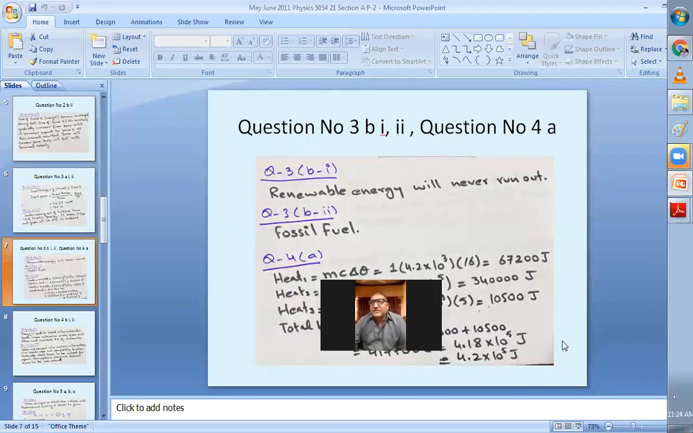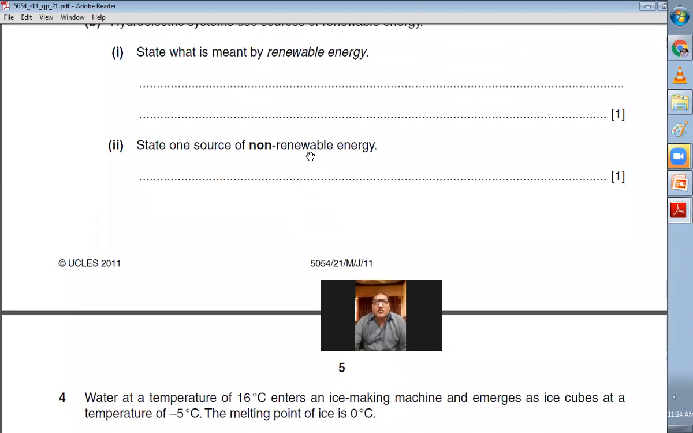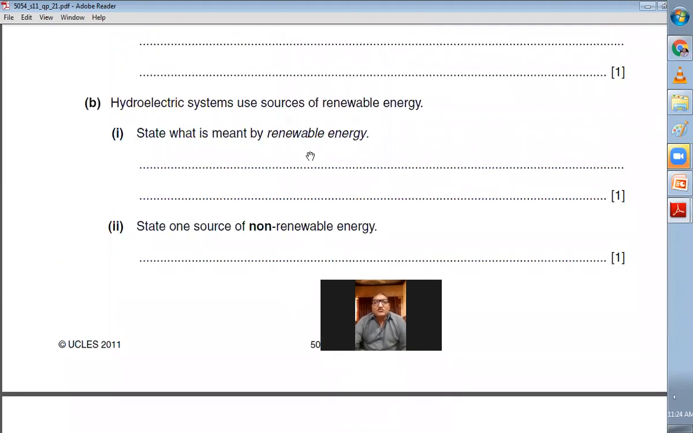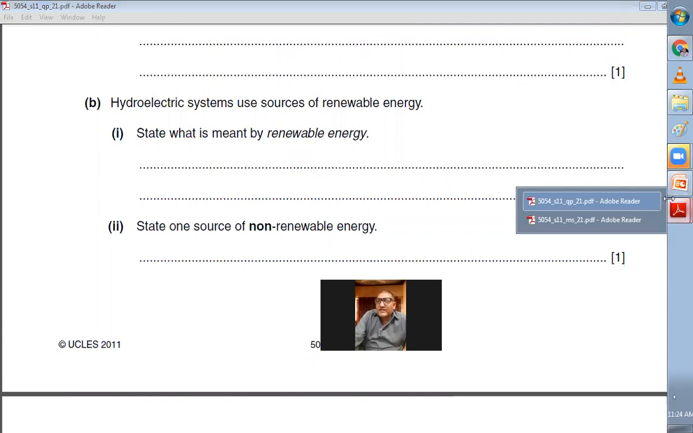And the next part says, state one source of non-renewable energy. So one source of non-renewable energy is fossil fuels, they are a non-renewable energy source. Nuclear power, that is also non-renewable. Remember this, because in some other questions they ask about nuclear power. It's non-renewable. So let's check the marking scheme.